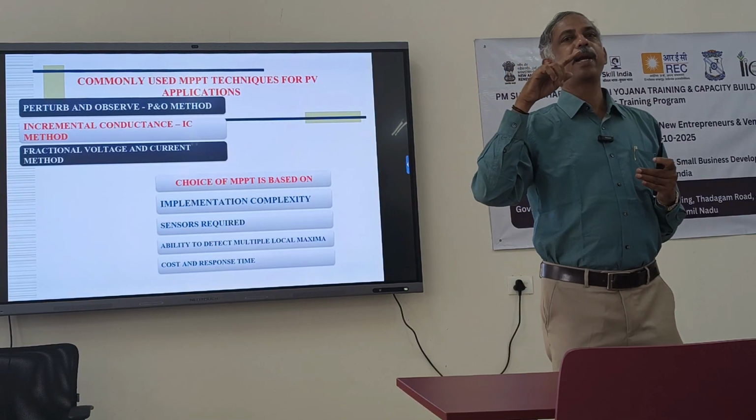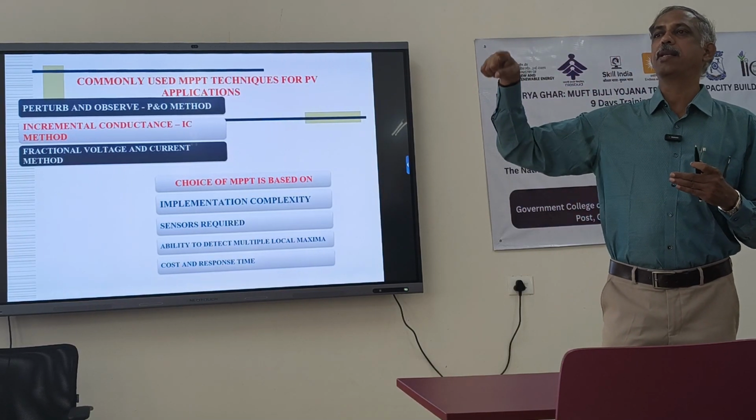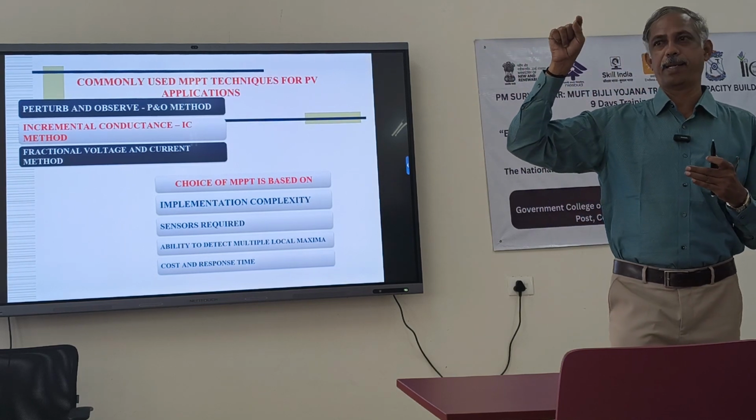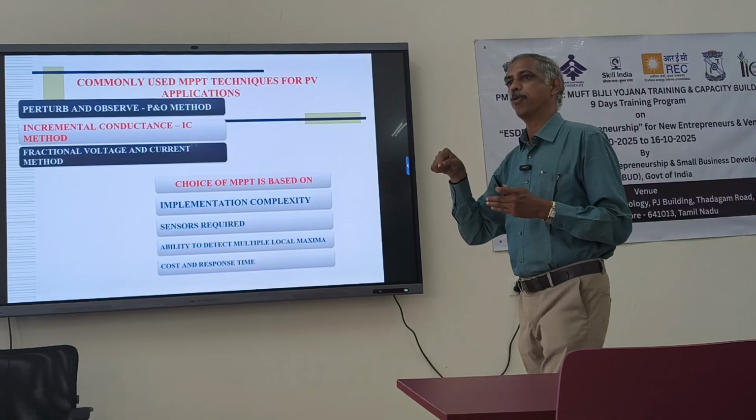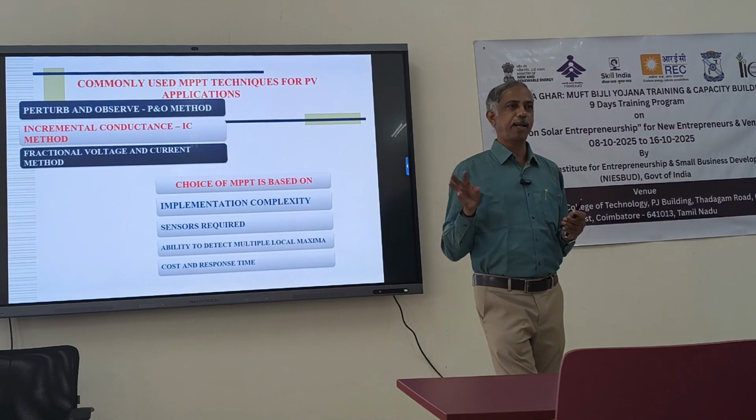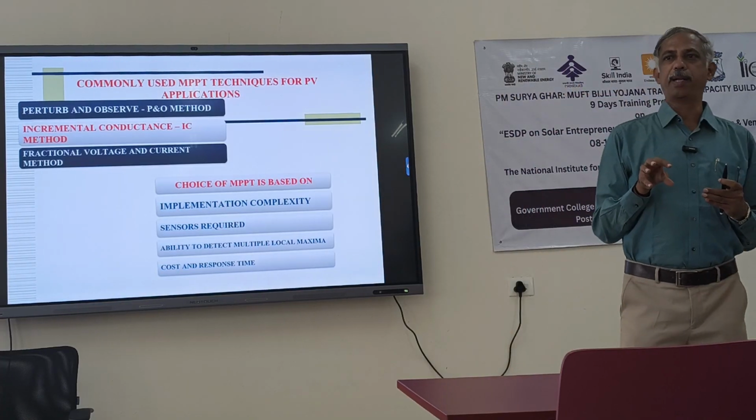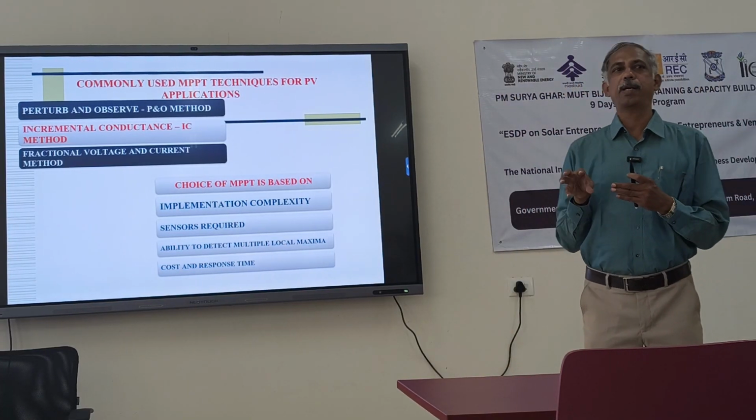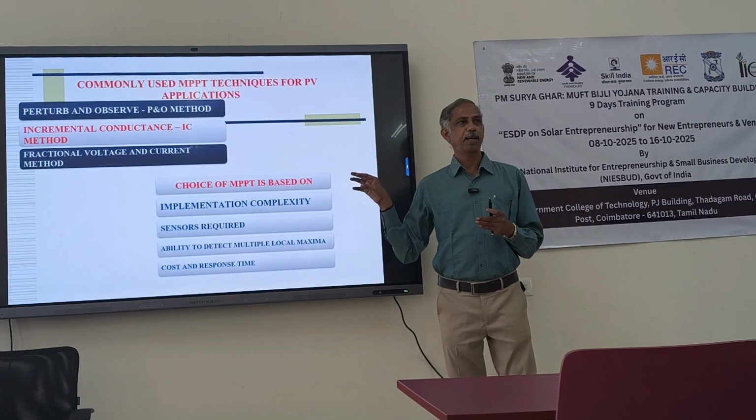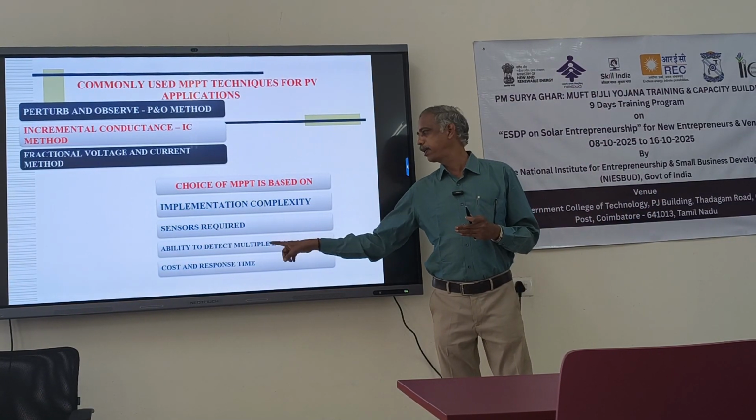Okay, with variation in irradiation, there is a change in power generation. You have to identify the global maximum point and operate at that point. Then only can you get more power. And the last one, constant response time. While implementing this algorithm for MPPT, what may be the cost required to incorporate this algorithm in the proposed system? You have to do this analysis.